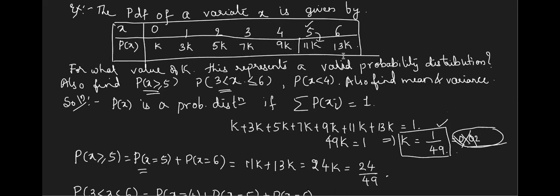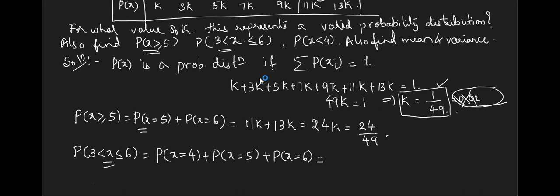Do all the addition. So 9k plus 11k plus 13k is how much? 24 plus 9. 33k. So 33 by 49. Can you simplify it? I think not. Keep it as it is.